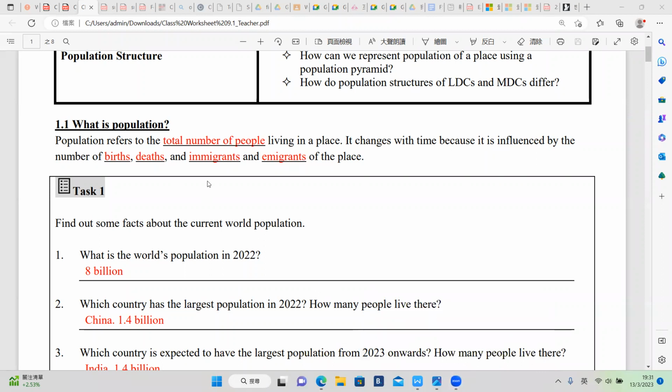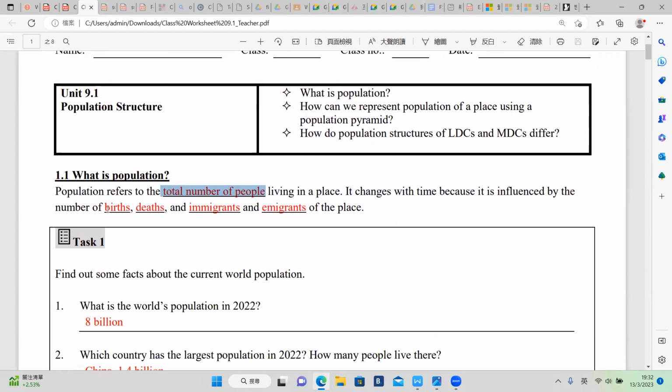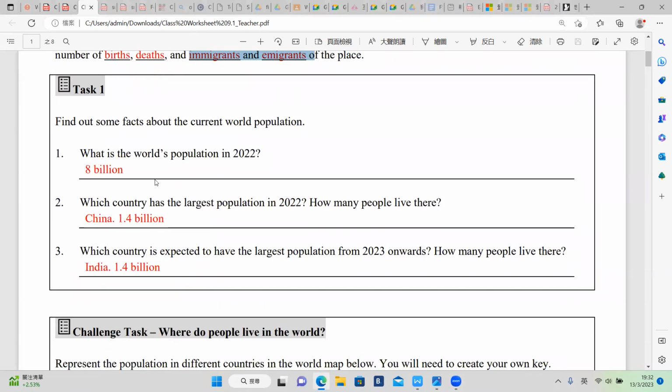Hello, I would like to talk about the population structure first. What is population? It is the total number of people living in a place. It is highly affected by the birth rate, death rate, and also by the immigrant and emigrant rates.